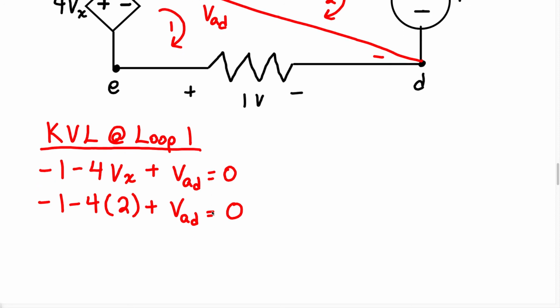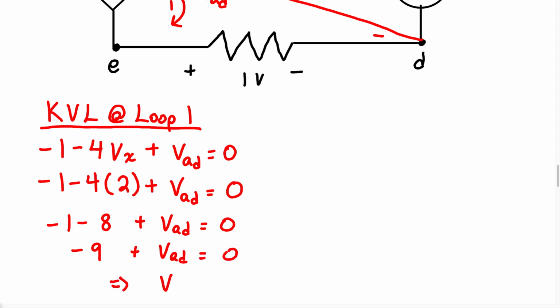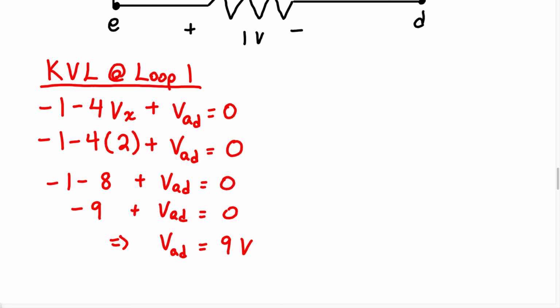equals 0. Now let's start to simplify this. We have negative 1 minus 8 plus VAD equals 0, which is going to give us negative 9 plus VAD equals 0. Therefore, we can say VAD equals 9 volts. So this is going to be the answer for this problem.